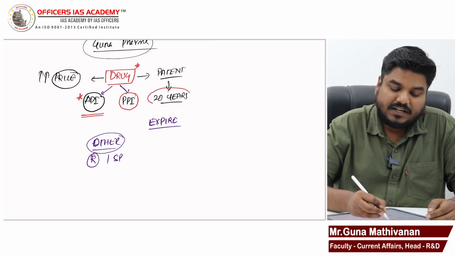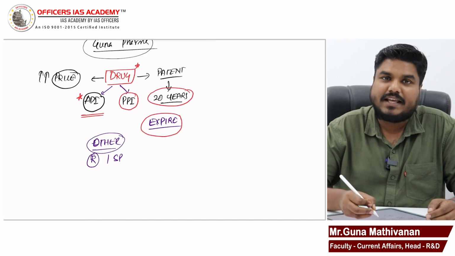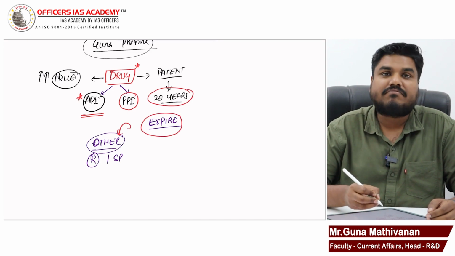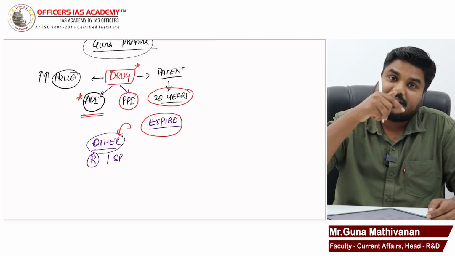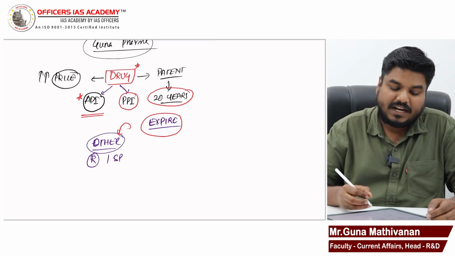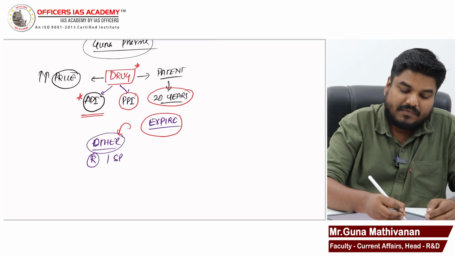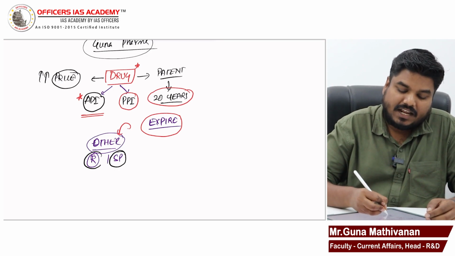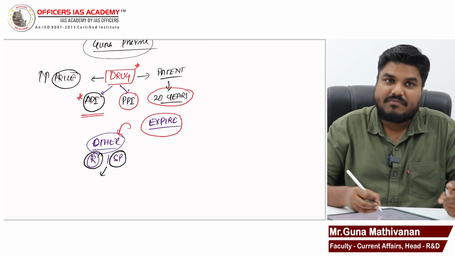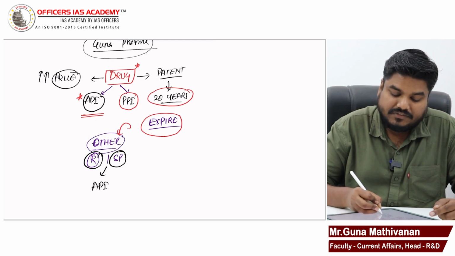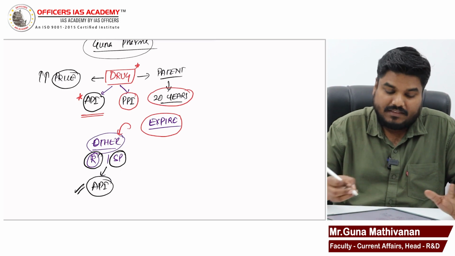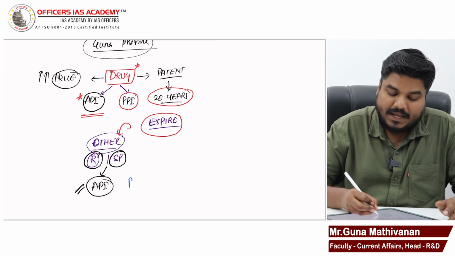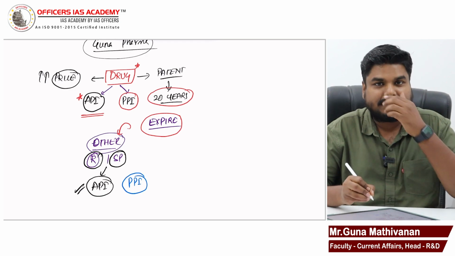So after 20 years, once the patent gets expired, other pharma companies will also start manufacturing a similar drug. So when they manufacture it, let's say Sun Pharma, Ranbaxy, when they produce the same drug, the API, the active pharmaceutical ingredient, will be the same. They will only change the passive pharmaceutical ingredient.